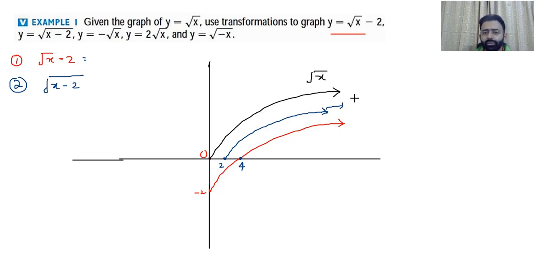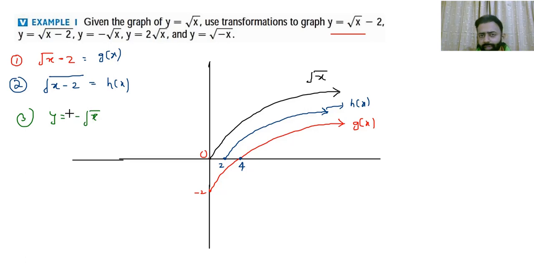Let us call this, what should I call? This is g(x). This is h(x). This is g(x). Okay, the third one is y is equal to minus root x.